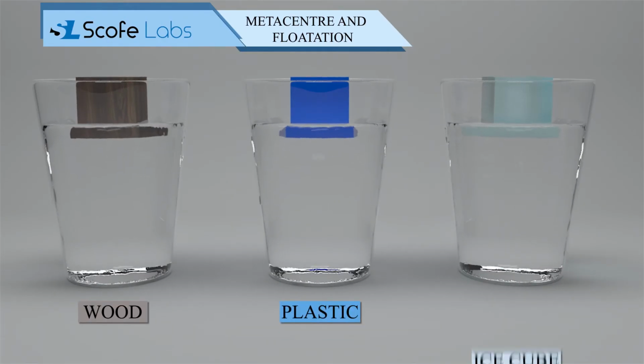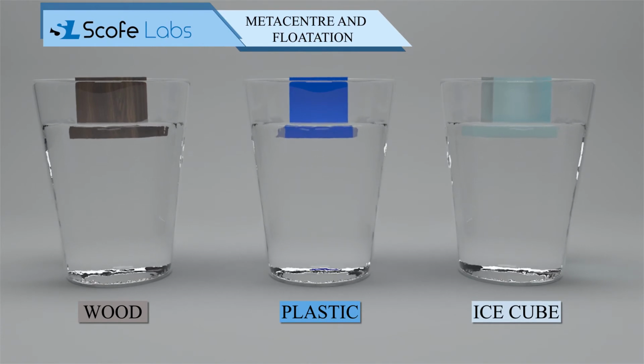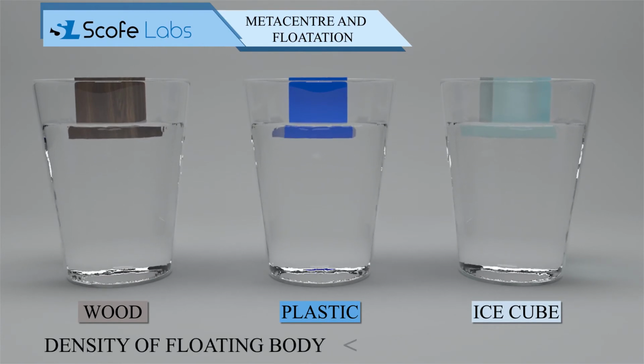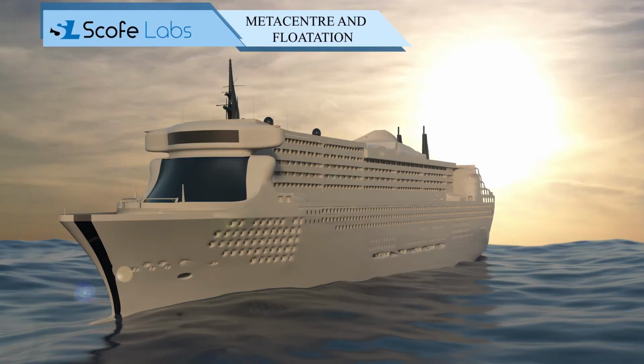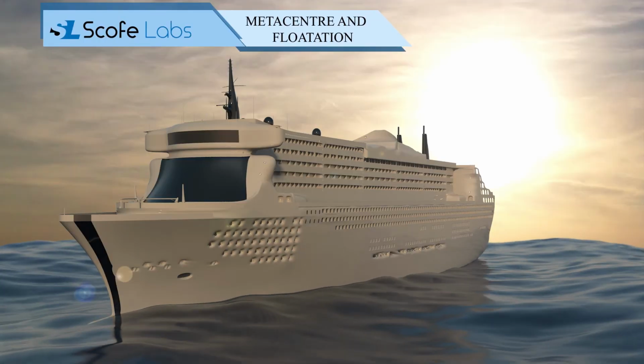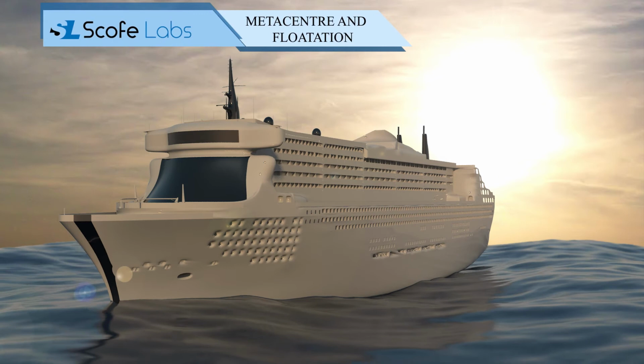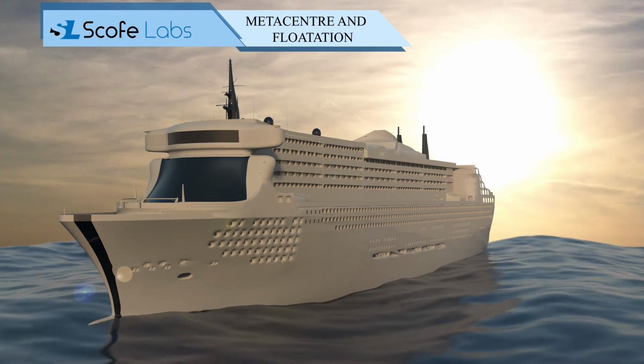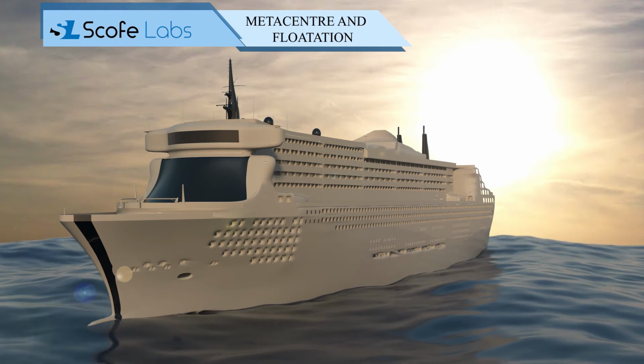Wood, plastic, and ice cubes are examples wherein densities of floating bodies are lower than the density of the fluid. A body also floats on water when the weight of the fluid displaced by the immersed body is equal to the weight of the body, as in the case of boats and ships, etc.